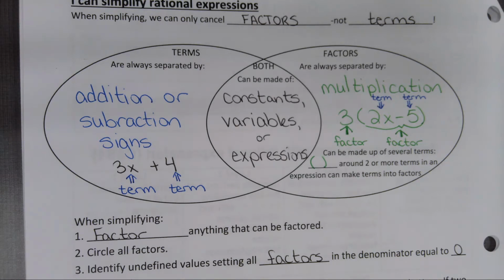Now, the reason why sometimes students get confused between the two is because both terms and factors can be made of the same things. They can be made of constants, variables, or expressions. So be sure to always look for how these are separated from the rest of the problem. If it's separated by addition or subtraction, you're looking at a term. If it's separated by multiplication, then you're looking at a factor.